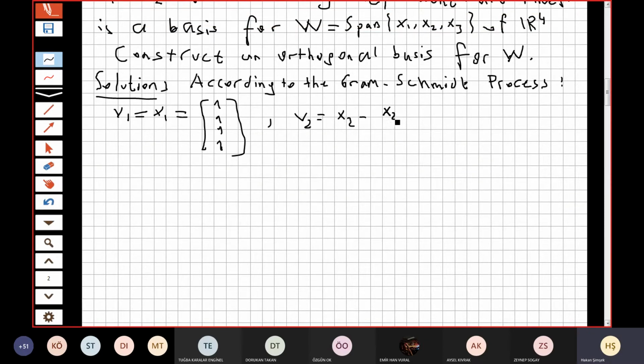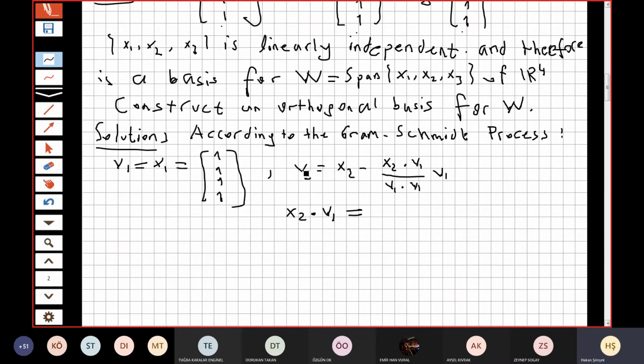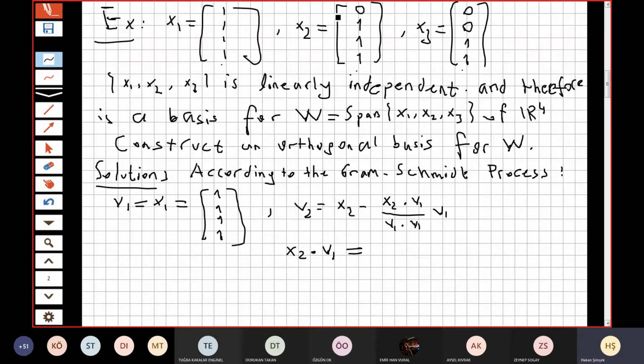minus X2 dot product V1 over V1 dot product V1 times the vector V1. Okay, first let's find the dot products. X2 dot product V1. What is V1? V1 is equal to X1, namely we take the dot product of X2 and X1. From here, 1 times 0 is equal to 0, plus 1 times 1 is equal to 1, 1 times 1 is equal to 1, 1 times 1 is equal to 1, respectively. We multiply the corresponding components, and the dot product will be 3. And also we need to find the dot product of V1 by itself.